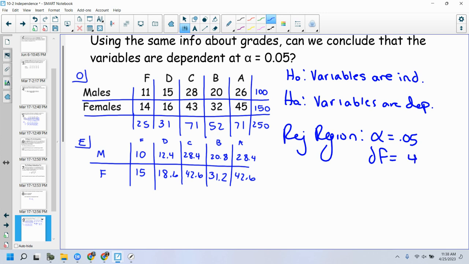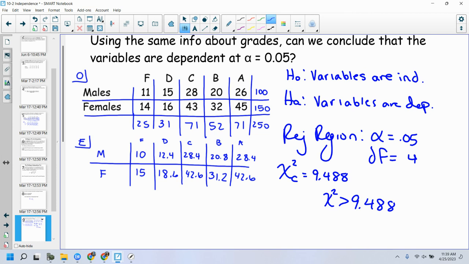So I would go to my chi-square distribution. I look for degrees of freedom 4, alpha 0.05: 9.488. So our critical value is 9.488. Our rejection region is that if chi-square comes out to be greater than 9.488, I can reject the null.